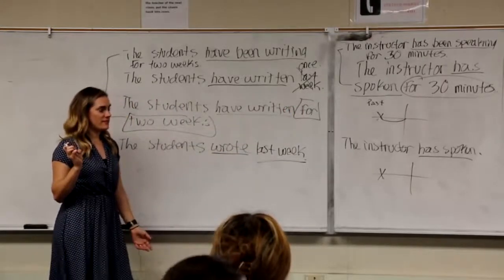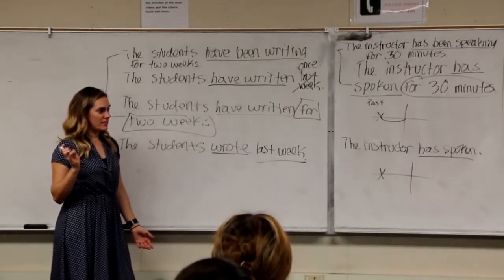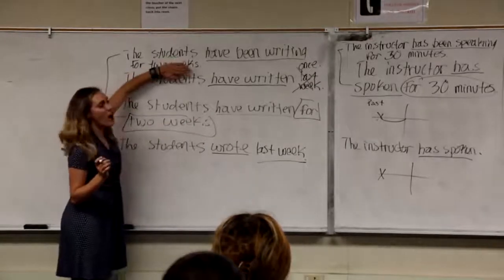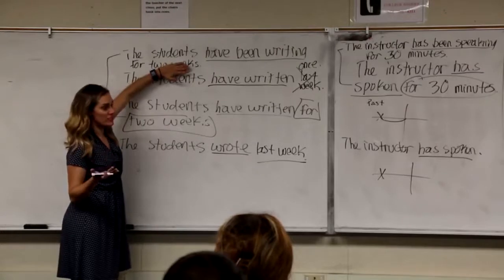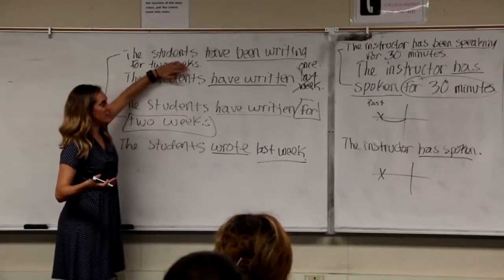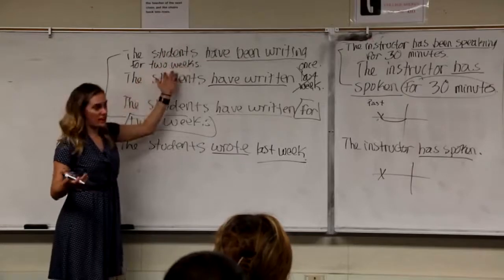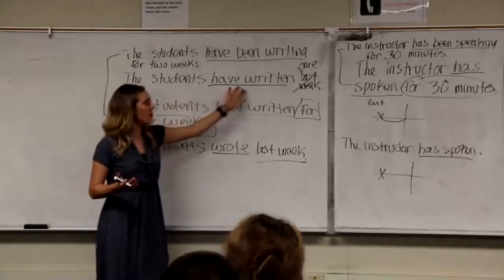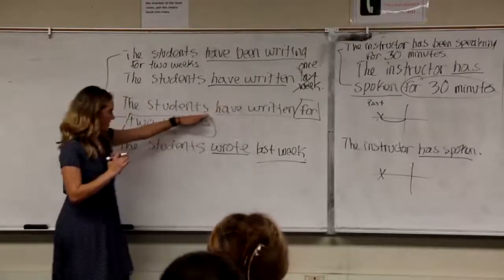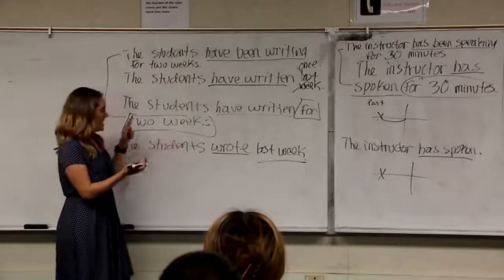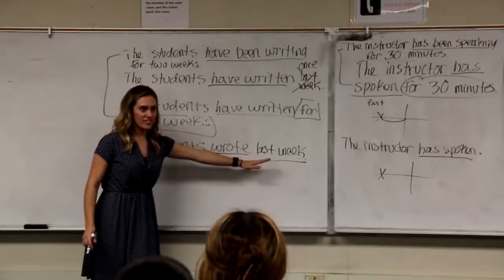If you don't say for 2 weeks, what does it mean? It just means we don't know how long, but they're still doing it. They're still writing. So this one, you don't have to have the time. It always continues. This one, if you don't have the time, it's finished. This one, if you do have the time, it continues. And this one, it's always done. It's always finished.